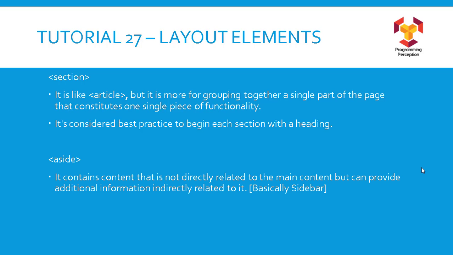Aside. Now it contains content that is not directly related to the main content, but can provide additional information indirectly related to it. Or in other words, you can say sidebar, right? So aside is used to show the sidebar. Now I told you the sidebar contains content which is related to the main content, right? Maybe it is not directly related, but somehow it is related to the main content. And that's why the content of the sidebar may change as soon as the main page changes.